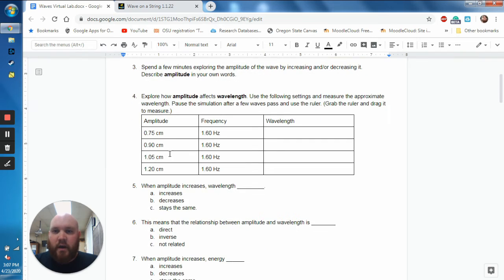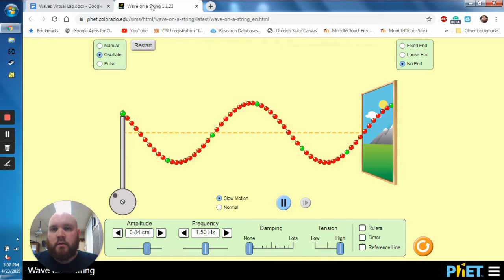So once you've described that, you can pause the video at any time so you can work through this with me. Now we're going to explore how amplitude affects wavelength. Okay, so it says, use the following settings and measure the approximate wavelength. Pause the simulation after a few waves, measure and use the ruler. Grab the ruler and drag it to measure.